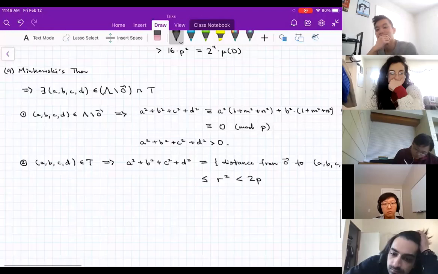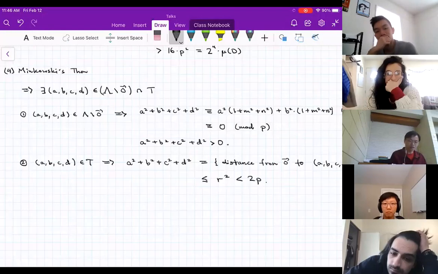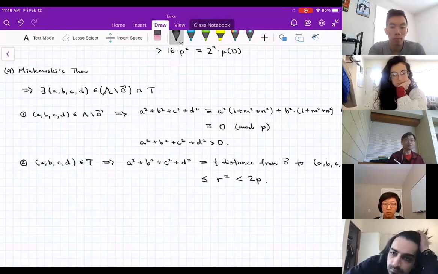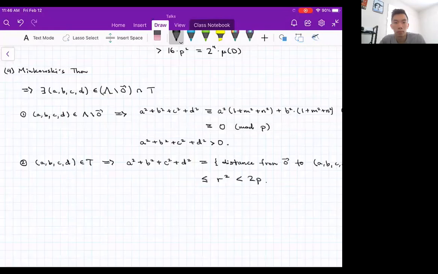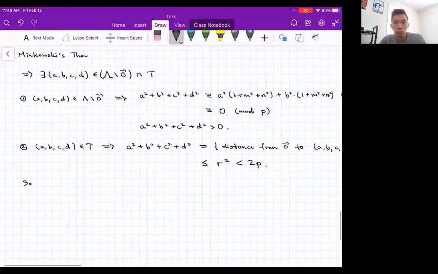Okay, so now A squared plus B squared plus C squared plus D squared is a multiple of P because it's congruent to zero. It's also less than 2P and it's positive. So that means it's equal to P. Okay, so A squared plus B squared plus C squared plus D squared is equal to P. This result was stated by Fermat. I think Euler tried to prove it over the course of 40 years, and then Lagrange succeeded.